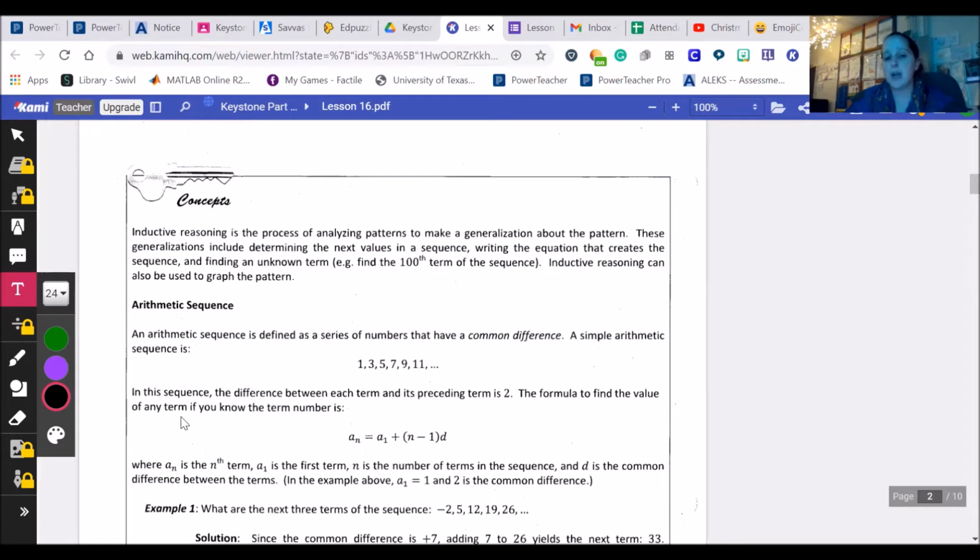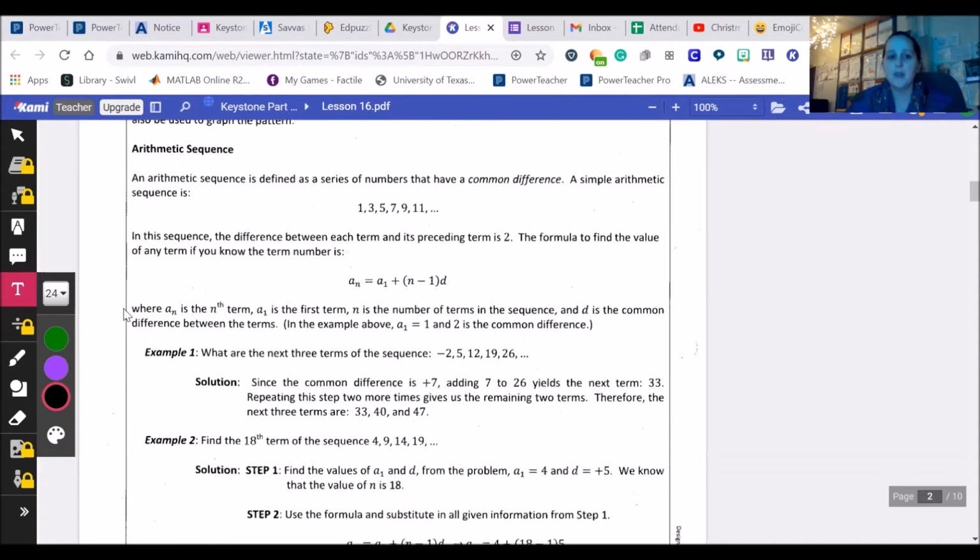The formula to find the value of any term, if you know the term number, is a sub n equals a sub 1 plus n minus 1 times d, where a sub n is the nth term, a sub 1 is the first term, n is the number of terms in the sequence, and d is the common difference between the terms. In the example above, a sub 1 is 1, that's the first number, and 2 is the common difference. So what are the next 3 terms of the sequence?